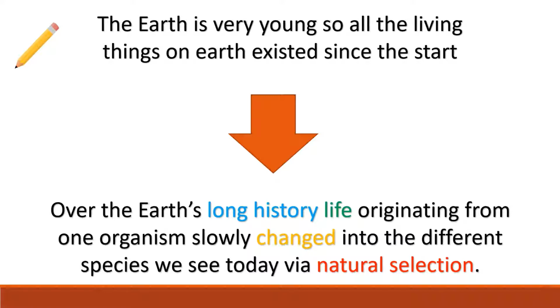But this is now replaced with the current theory of evolution, which is that over Earth's long history, life originating from one organism slowly changed into the different species we see today by natural selection. So it gave this idea that species slowly changed. And not only that, but there were lots of species, and some of them may still be around, and some of them may be gone. The only way to have species change over time is for the Earth to have been around a lot longer than 6,000 years, which is what they thought.